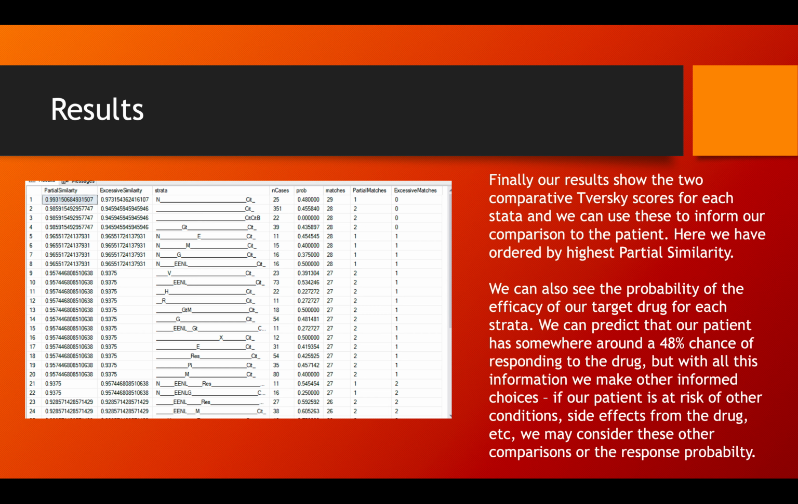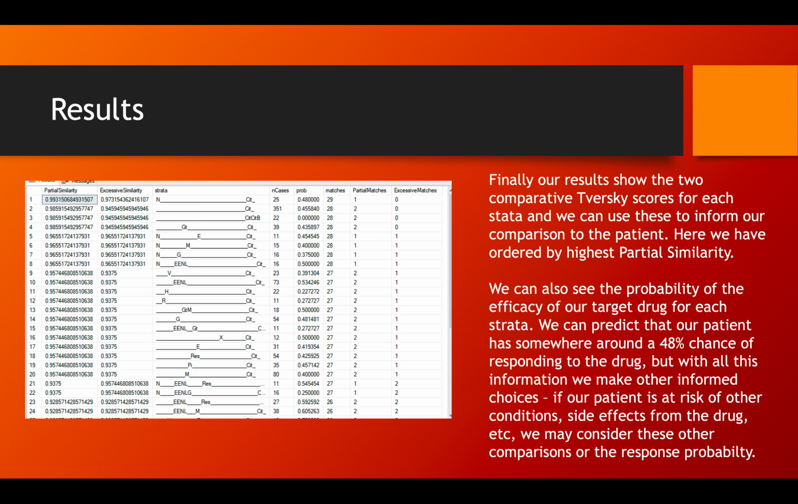Here we have it ordered by highest partial similarity, and we see the strata that is associated with those scores. And we can also see the probability of the efficacy of our target drug for each strata. So we can predict that our patient has somewhere around a 48% chance of responding to the drug. But with all this information, we can actually make other informed choices.